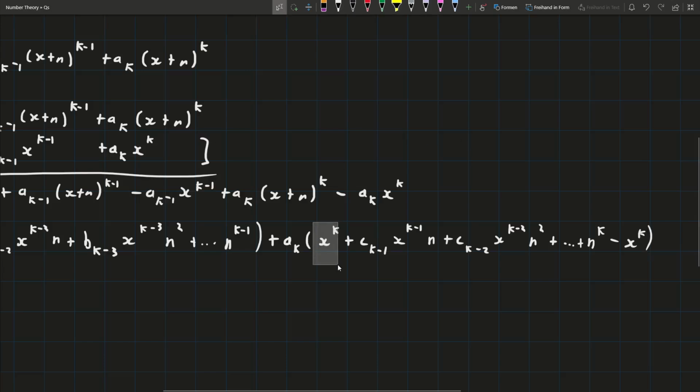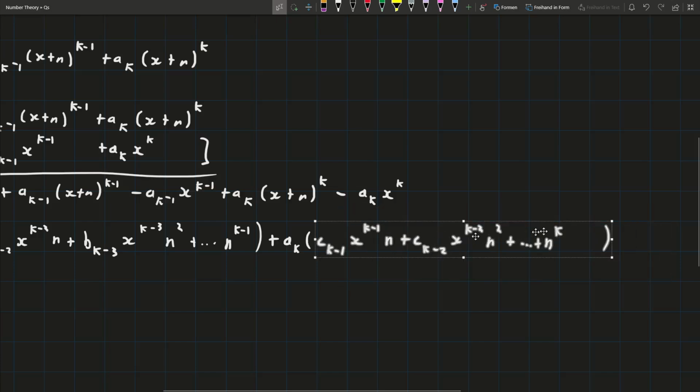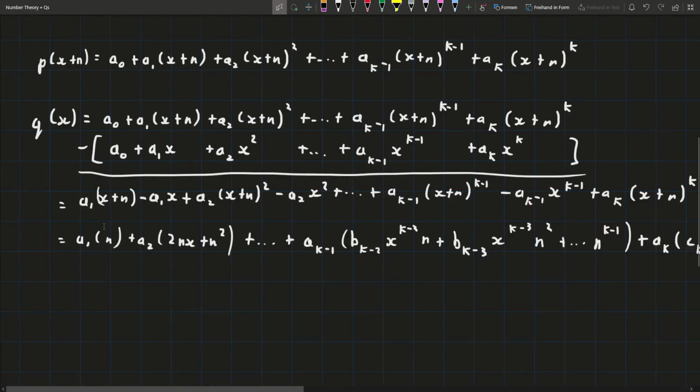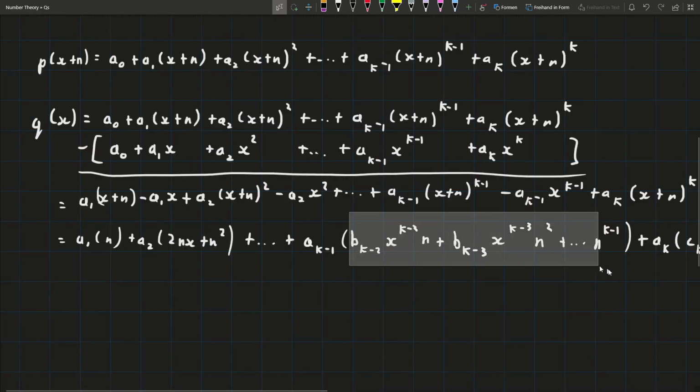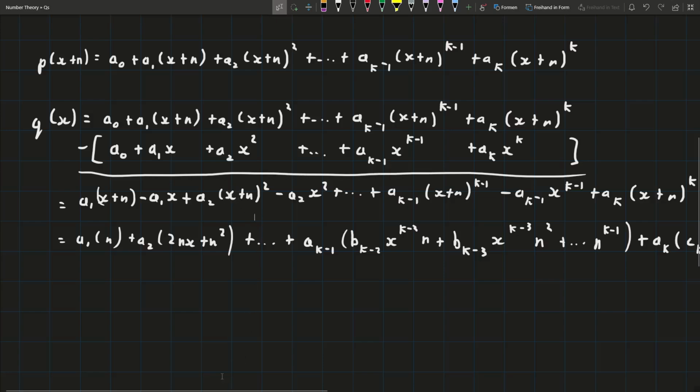Now these x to the k and x to the k cancel, and we're just left with this. Now one thing we can notice is that every single term here has an n. This has an n, both of these have an n, both of these have an n, because the terms with only the x all ended up cancelling. So we can actually factor out an n from everything here.